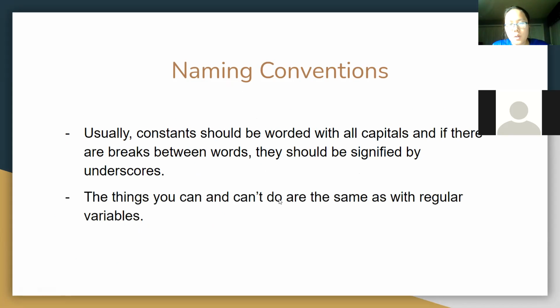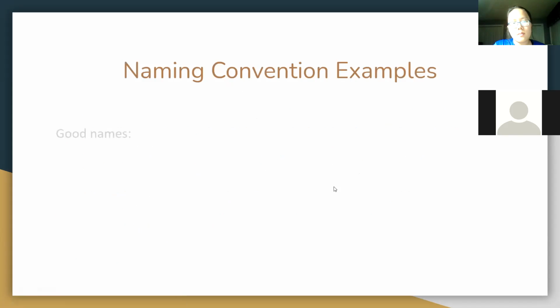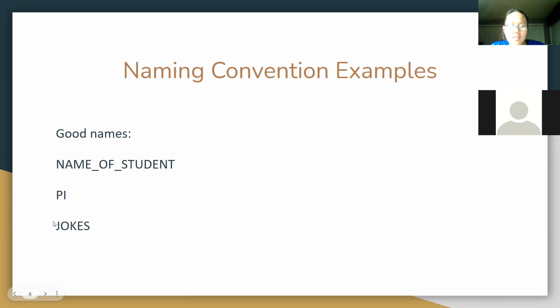The things you can and can't do are the same as with regular variables, and that is explained here. So, good names: NAME_OF_STUDENT. You can see that all of the letters are capitalized and that with the separation of words, we put underscores between them. If you're not sure where the underscore character is, it is usually next to the 0, right under the dash, the hyphen. Yeah, this is a good name, usually. There's PI, like we were doing before, and JOKES, if you wanted to do a longer one. And again, just note that it's all capitals.